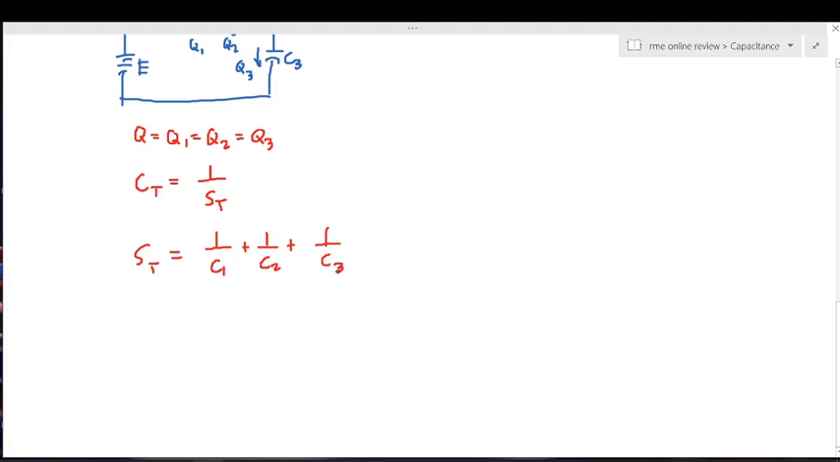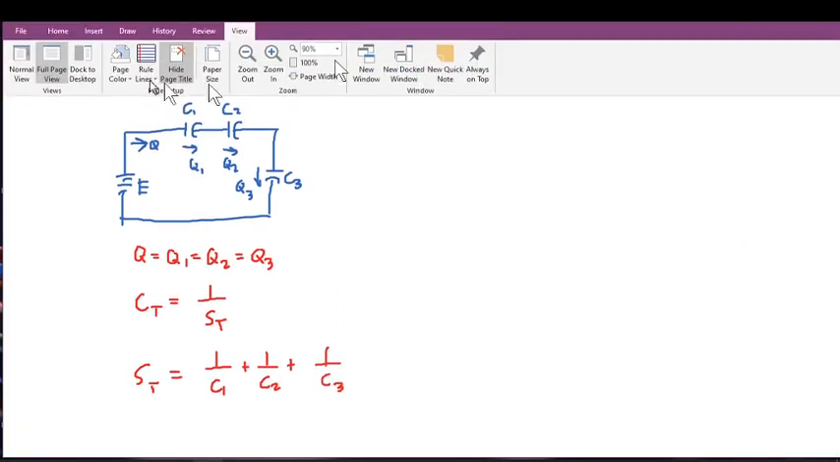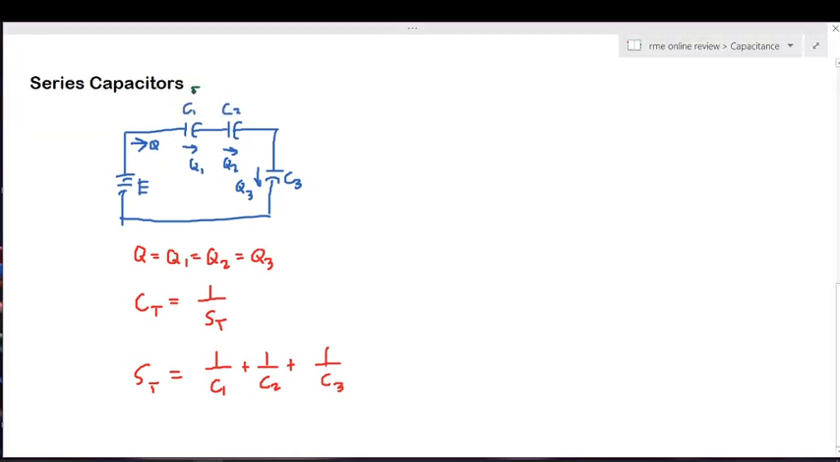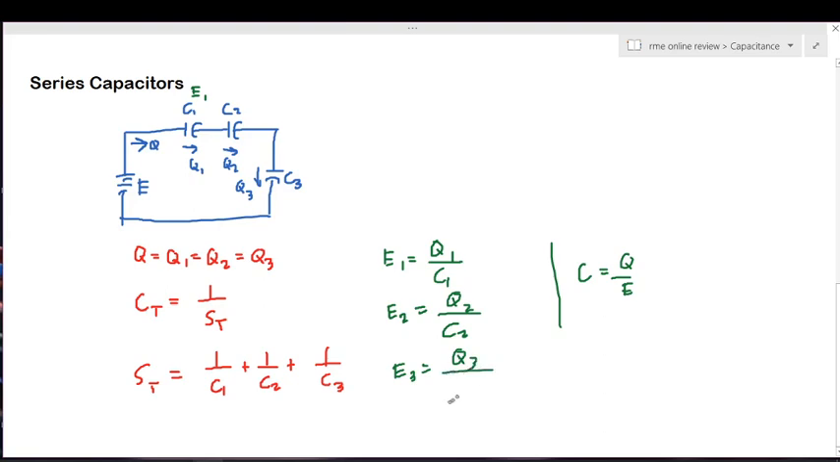Then we will also have the voltage in each capacitor. For example, we have here E1. We are going back to the formula for capacitance, that is C is equal to Q over E. Solving for E, you could see that E1 will be equal to Q1 over C1, E2 will be equivalent to Q2 over C2, and E3 is equal to Q3 over C3.